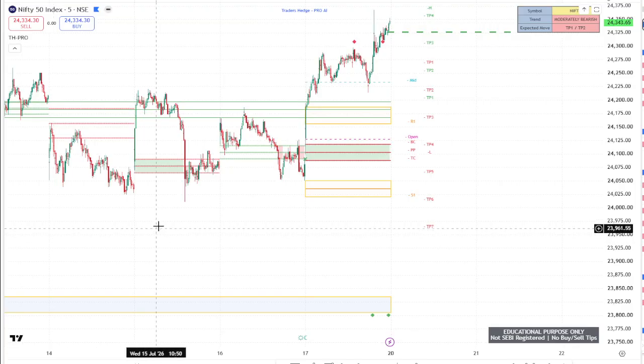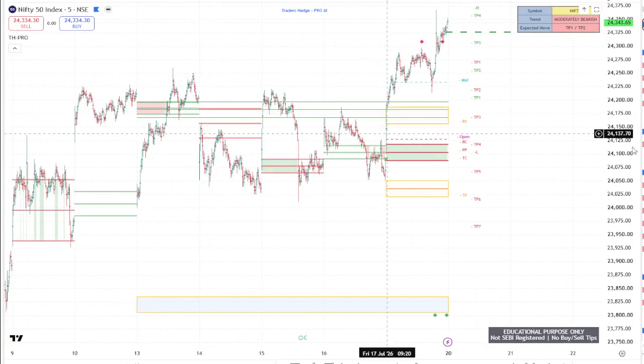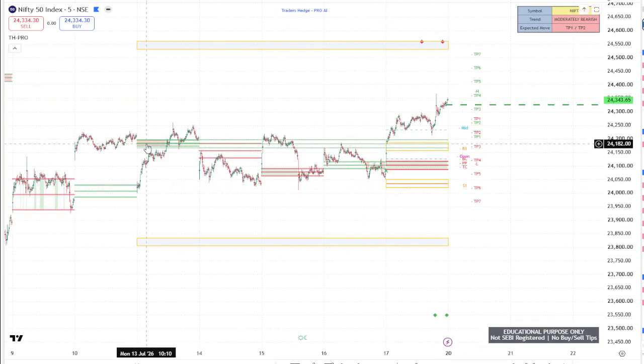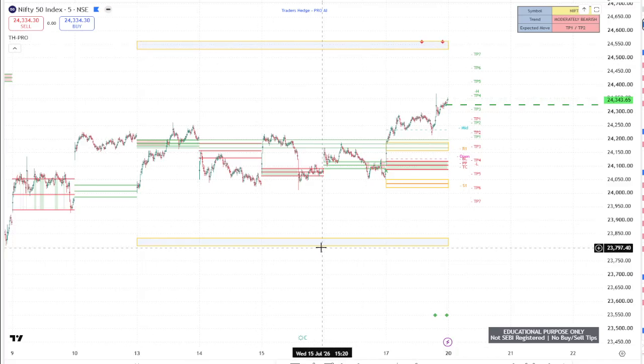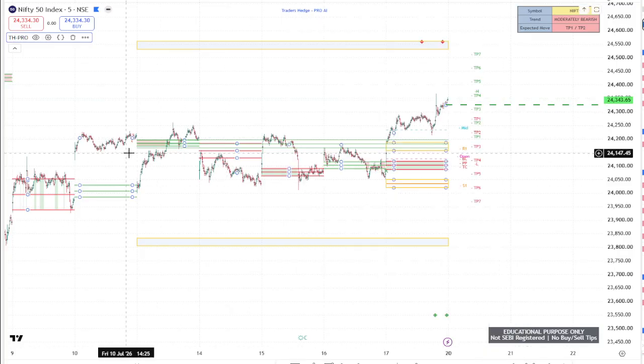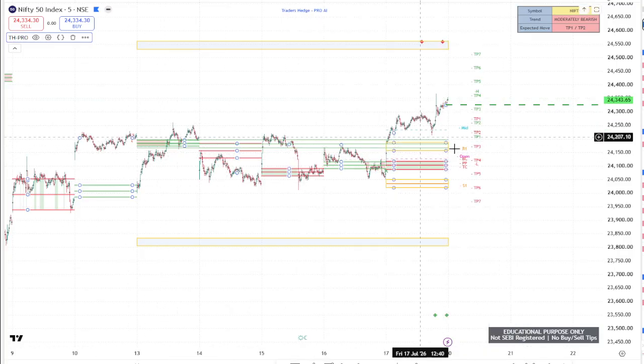So when I enable this higher time frame CPR, you can see it is plotted: one time frame higher CPR and one time frame higher resistance and supports. Also, when I choose default settings, it's Friday, so it will plot from Monday to Friday. Every week will start from Monday to Friday.